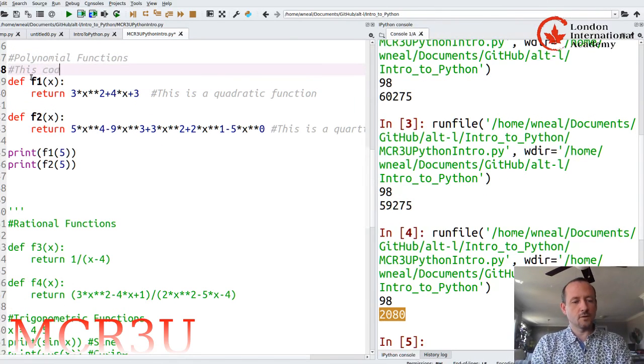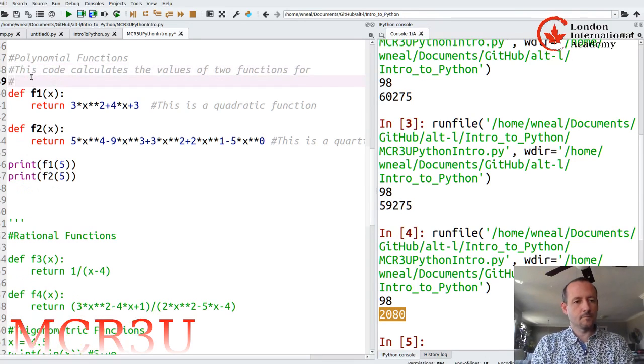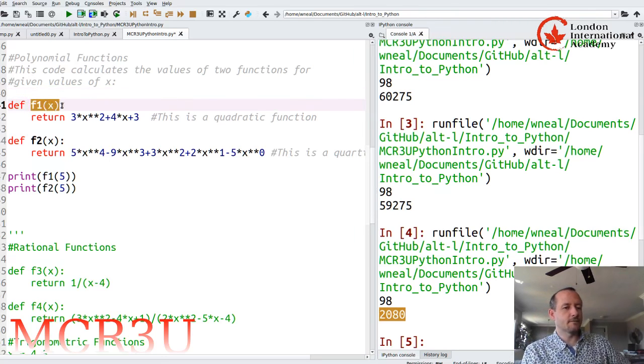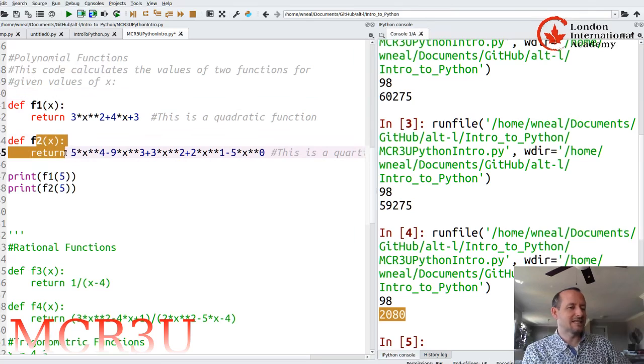So this code calculates, and there I just wrote a little note there. This code calculates the values of two functions for given values of x. f1 is the first function and f2 is the second function.